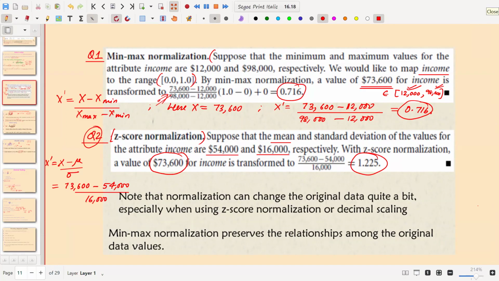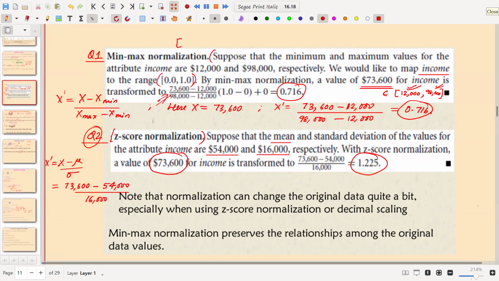Why? This is the part I want you to understand a bit. In your min-max normalization, the value is always in between 0 and 1. Z-score normalization is not like that, whereas decimal scaling will be in between -1 and 1. But why is Z-score normalization a quantity which went beyond 1? No one will ask you much detail about this, but it's good to know. How?